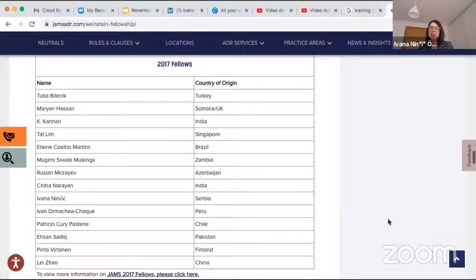So, yes, we have amazing judges like Etienne Martin from Brazil, doing amazing work there. We have private mediators who have established their own mediation practice and are seeking really to implement this, let's call it Western or a JAMS-style model of mediation in Europe, such as Pirita Virtanen from Finland.